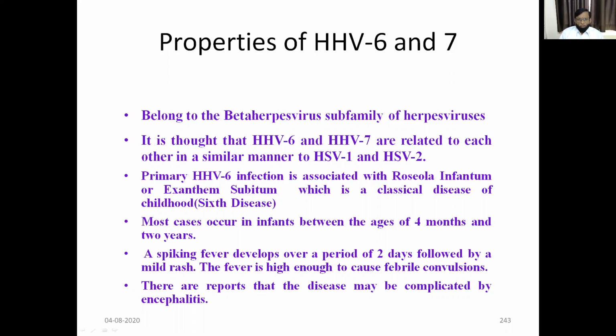Roseola infantum or exanthem subitum is a very important short note in the exam. Most cases occur in infants between the ages of 4 months and 2 years. A spiking fever develops over a period of 2 days, followed by a mild rash. The fever is high enough to cause febrile convulsions, and there are reports that the disease may be complicated by encephalitis if not treated properly.